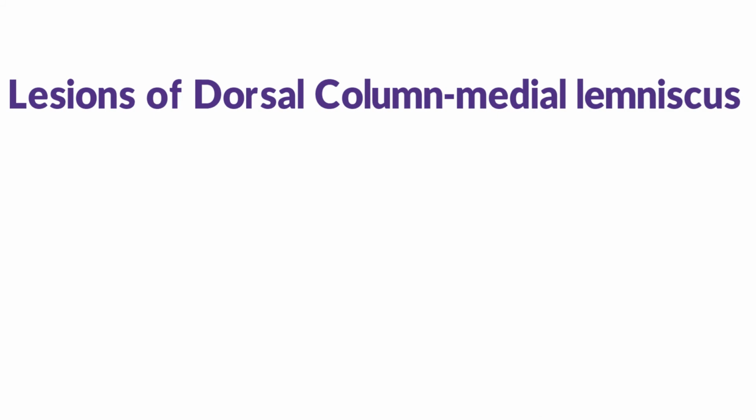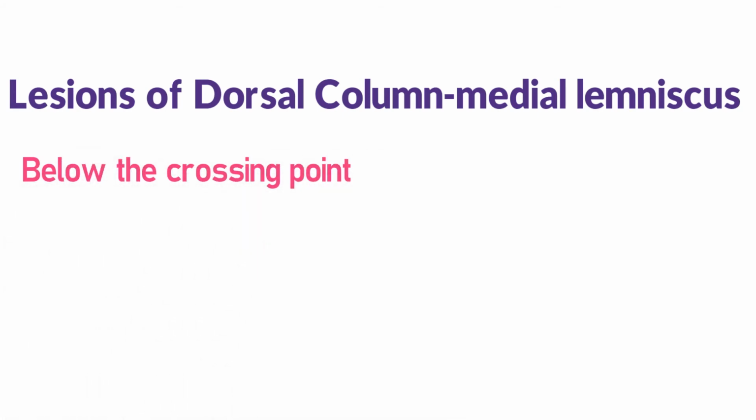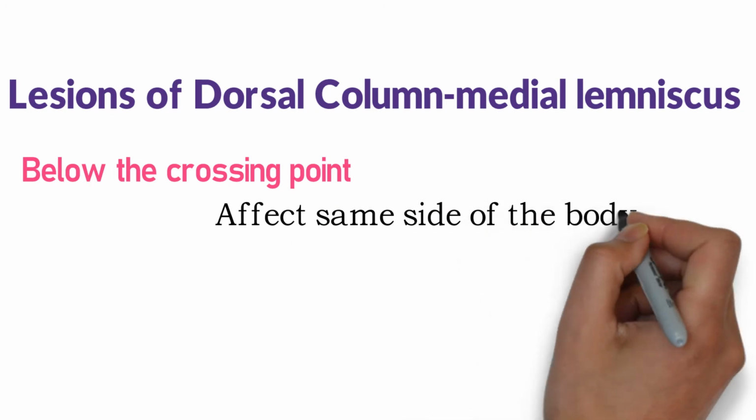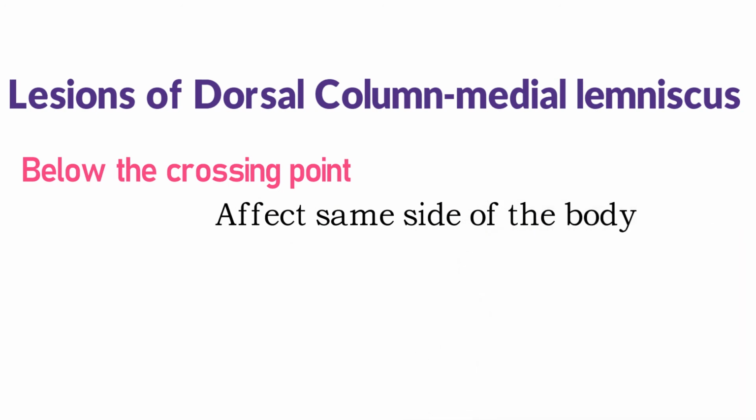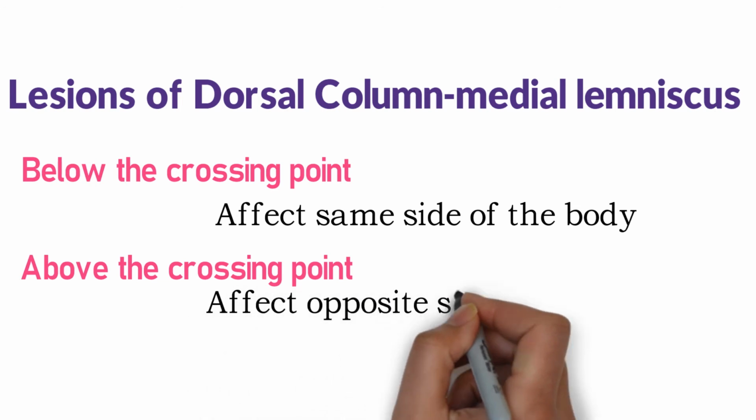Damage to the dorsal column medial lemniscus pathway below the crossing point of its fibers results in loss of vibration and joint sensation, that is proprioception, on the same side of the body. If the lesion occurs above the crossing point of its fibers, it results in loss of vibration and joint sensation, that is proprioception, on the opposite side of the body.